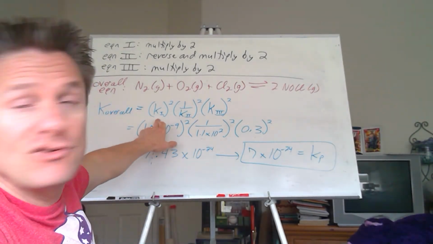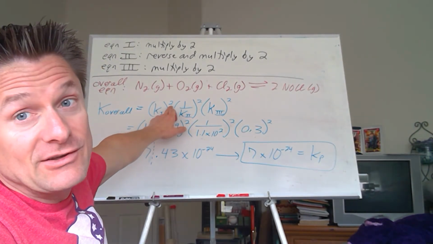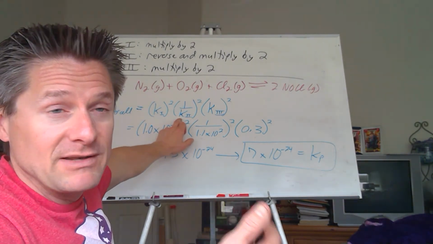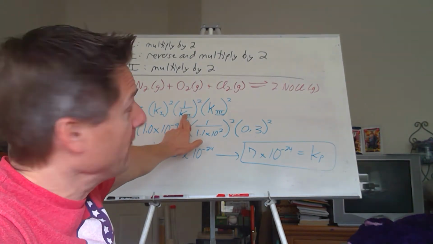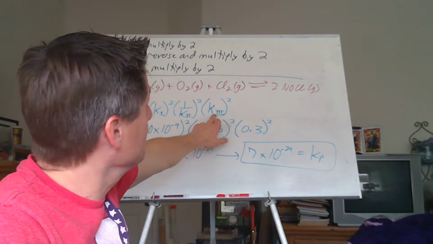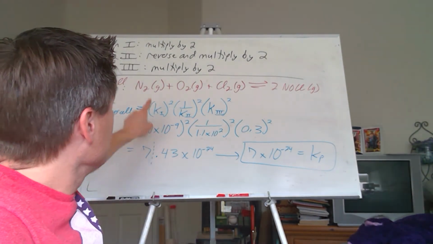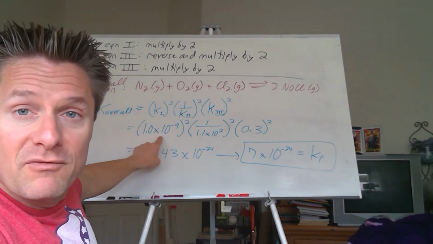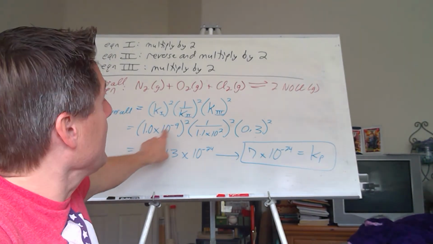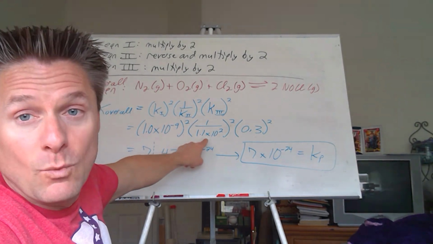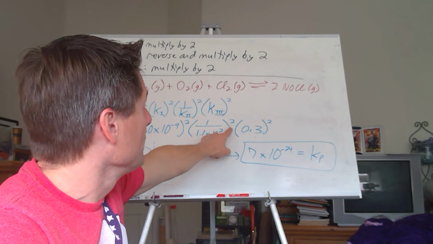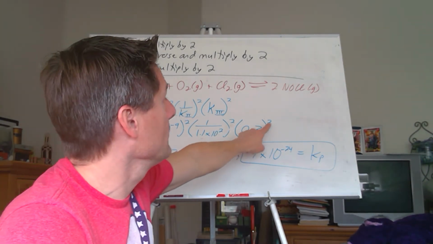So since we took equation 1 and multiplied it by 2, we need to square that puppy, right? Since we took equation 2 and reversed it and multiplied it by 2, we have to inverse it because we reversed it, and then square it because we multiplied it by 2. And then equation 3 we multiplied by 2, so we got to square that as well. So let's take the original values from the problem. If you go back and look, equation 1 was Kp 1.0 times 10 to the minus 9. I'm going to square that. Equation 2 was 1.1 times 10 to the 2, or just 110. So we're going to inverse that and square it. And then equation 3 was 0.3. We're going to square that.